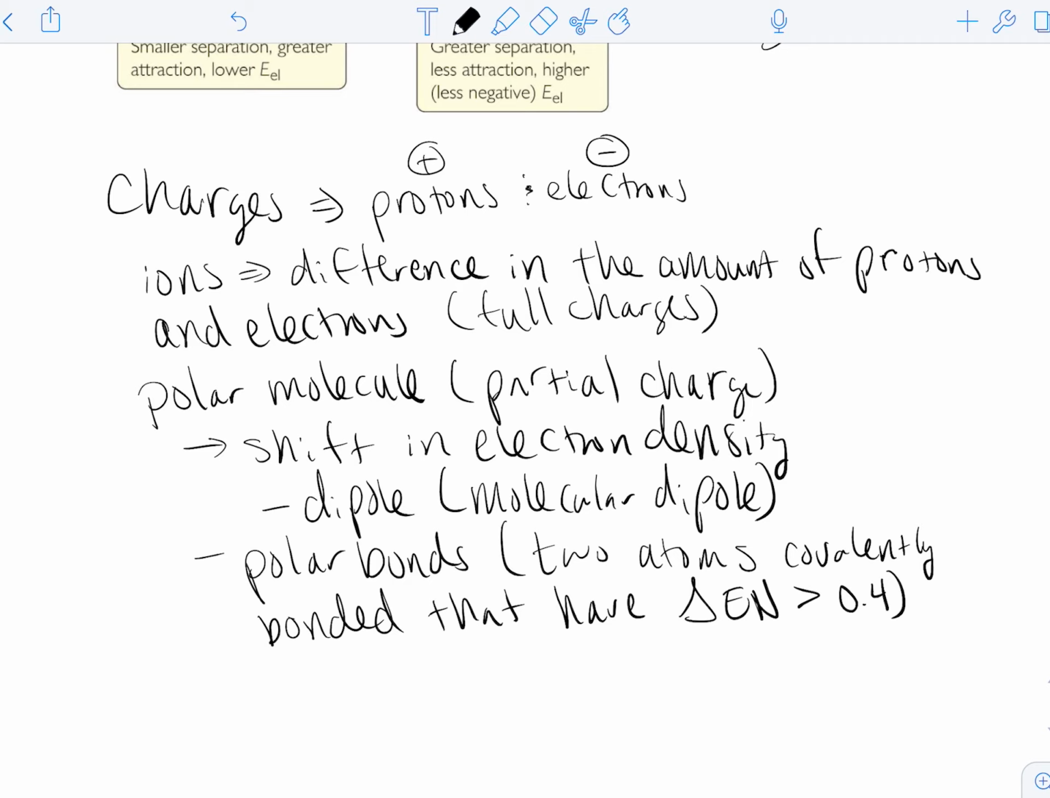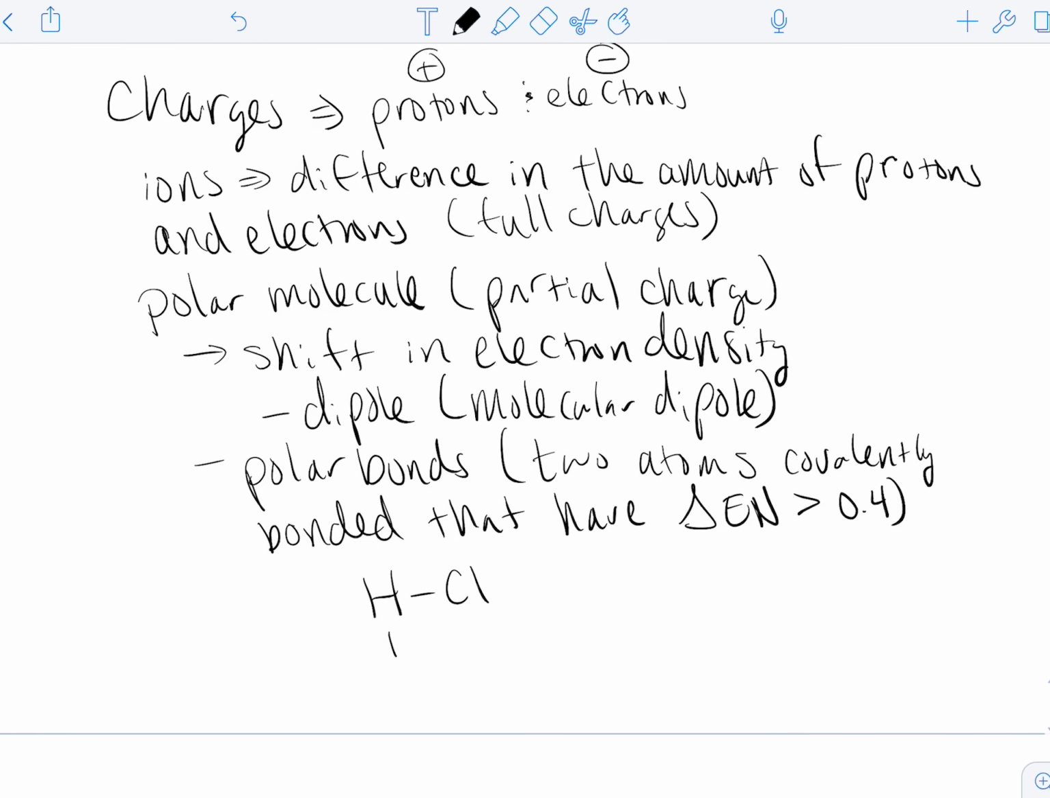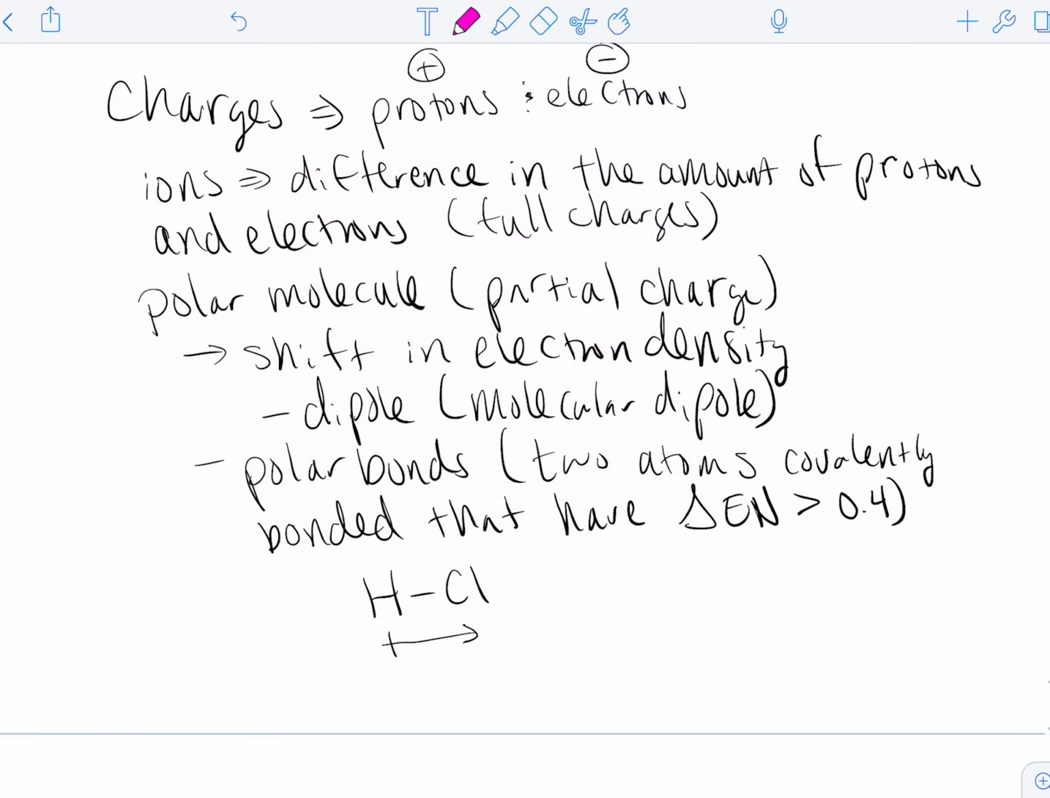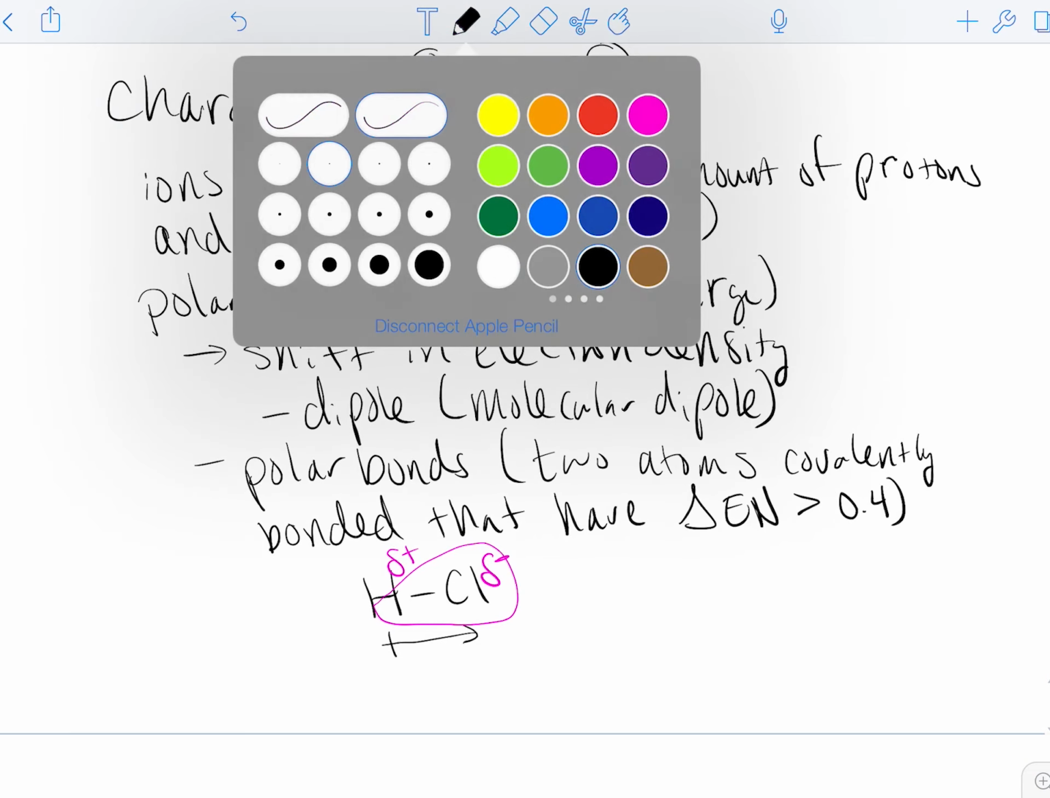Hopefully everybody remembers. So if we have a polar molecule, it has to have polar bonds, right? So something like an HCl bond. That will result in a polar bond where the electron density goes away from the hydrogen towards the chlorine, so towards the atom with the greater electronegativity, giving us a partial negative charge and a partial positive charge. Okay.